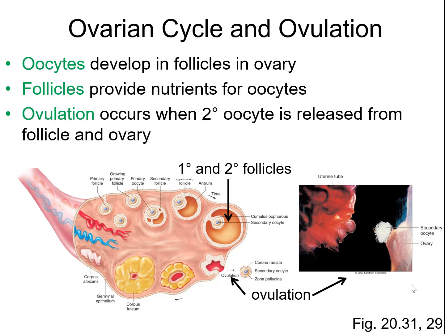All right, we left off with talking about the ovarian cycle and ovulation. So we discussed the oocyte, which is developing inside the ovary, inside the follicle. And remember, ovulation occurs when this oocyte is released from both the follicle and ovary, which is what this picture over here is showing with the little white cotton ball. So now we're going to discuss at what point does this ovulation occur during the female cycle.